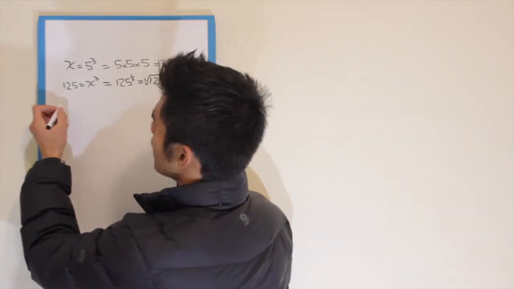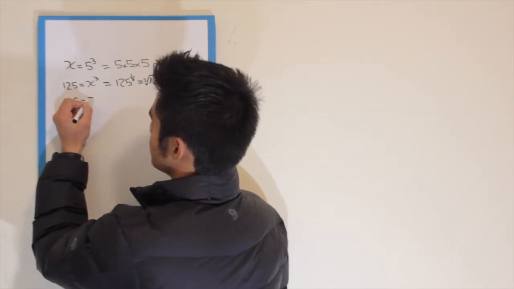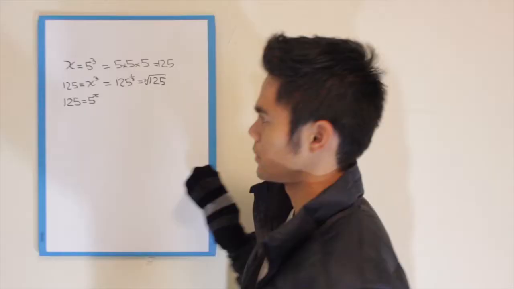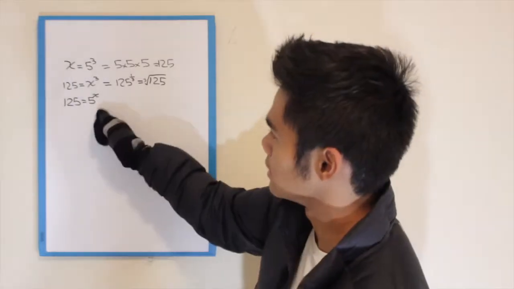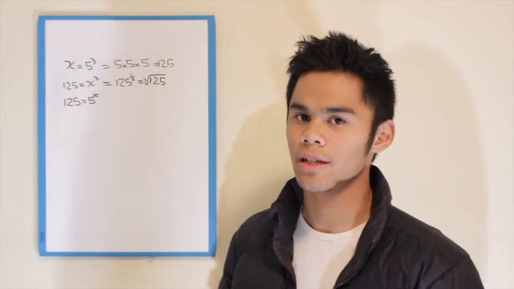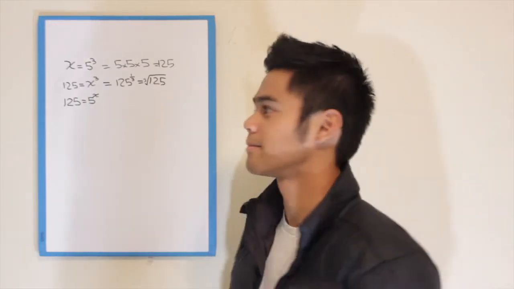But as you move along, 125 is equal to 5 to the power of x. Then we run into something new. Here is where we would use logarithms, because multiplying 5 by itself a bunch of times is really hard. So that's where logarithms come in.